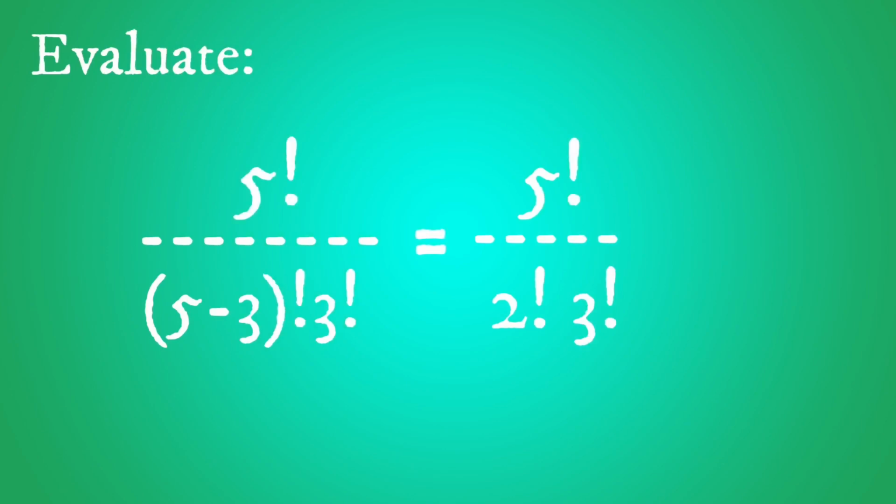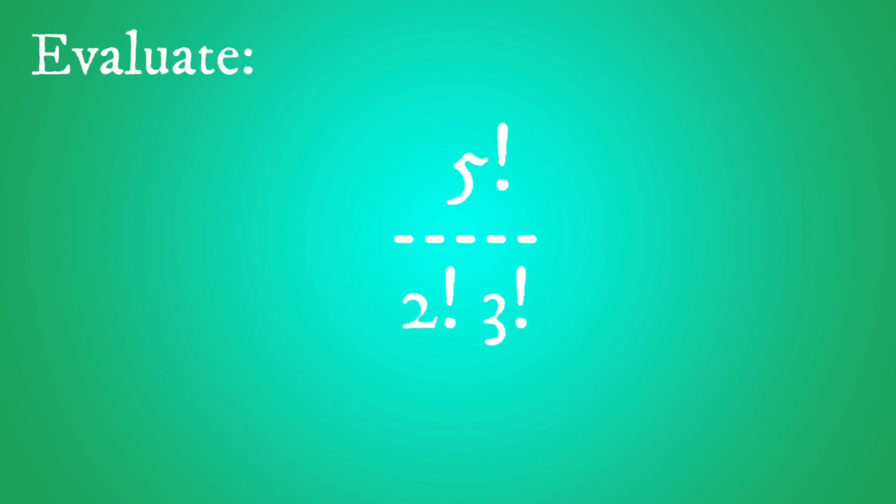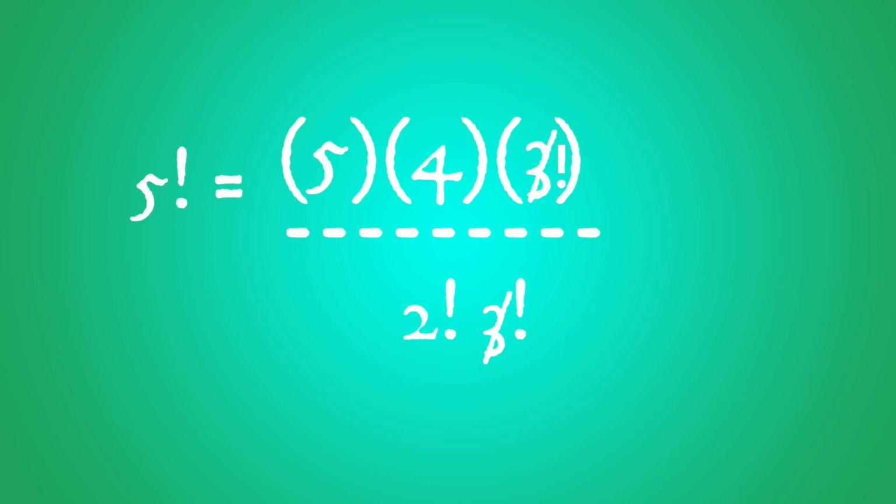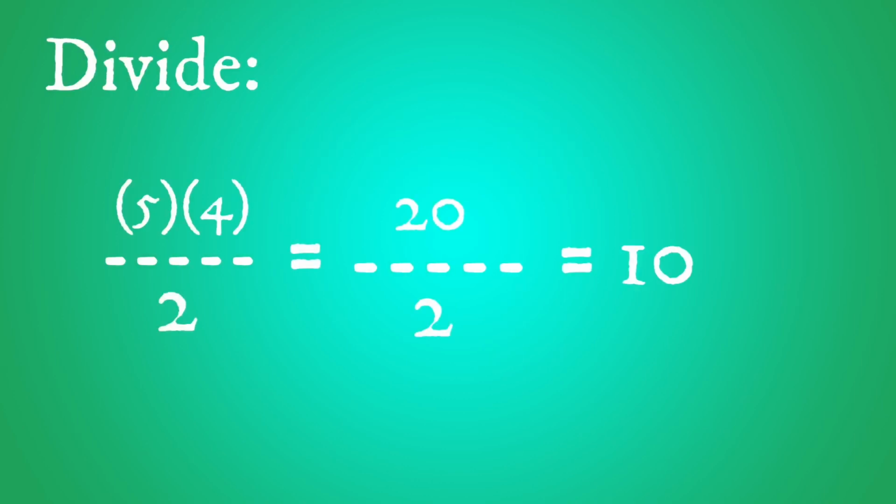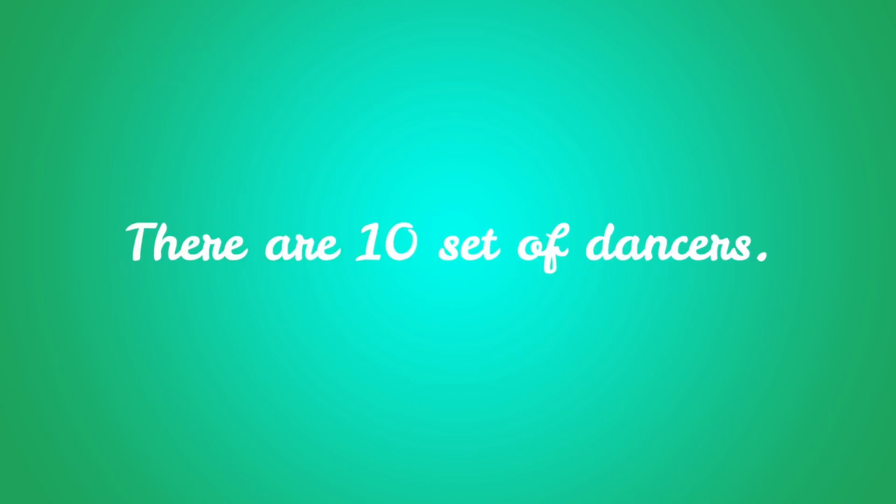First, we need to perform those in the parentheses. Quantity 5 minus 3 factorial is equal to 2 factorial. So 5 factorial all over 2 factorial multiplied by 3 factorial. We will expand 5 factorial and cancel the common factors, which is 3 factorial. Then simplify 2 factorial. We have 5 multiplied by 4 over 2. 20 divided by 2 is 10. So there are 10 sets of dancers.